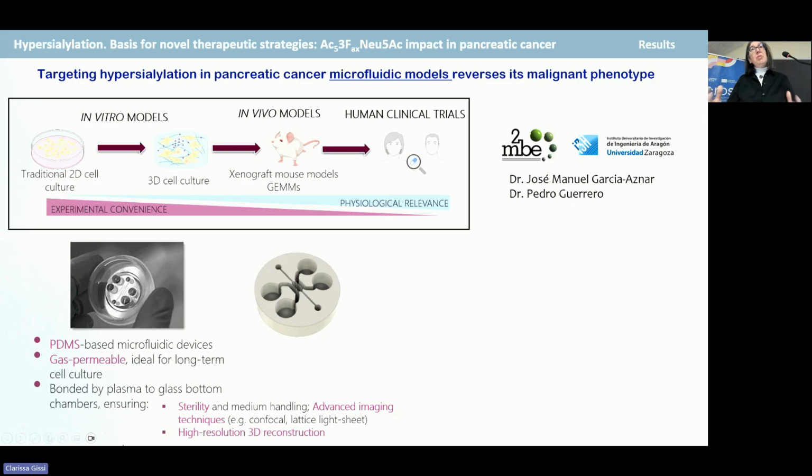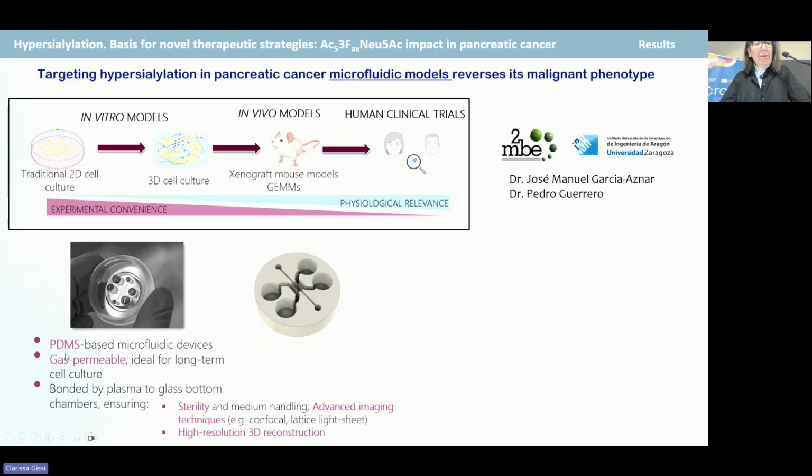In parallel with these experiments, we were also testing the effect of treating cancer cells with the inhibitor in microfluidic models. These experiments were performed in collaboration with Dr. José Manuel García Aznar, who is leading the group in Zaragoza, and Pedro Guerrero, who is now working in our group. In microfluidic models, we can work in a 3D cell culture. It's in between the traditional 2D cell culture and in vivo models.